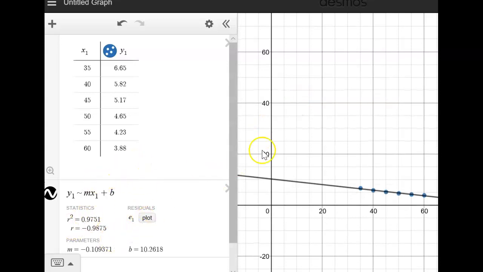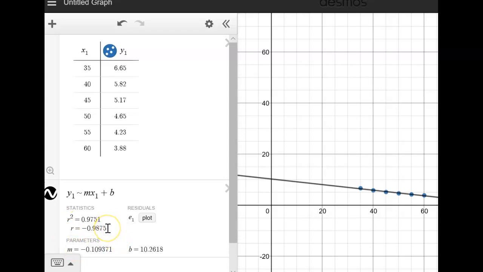So in the statistics portion, you can see our parameters are M is negative 0.1. That's our slope, okay? So we're going to round it to the nearest tenths, and our y-intercept right here crosses at 10.26. So we can use this information and immediately write an equation of a line.